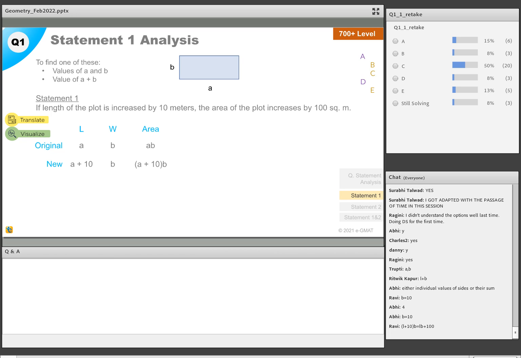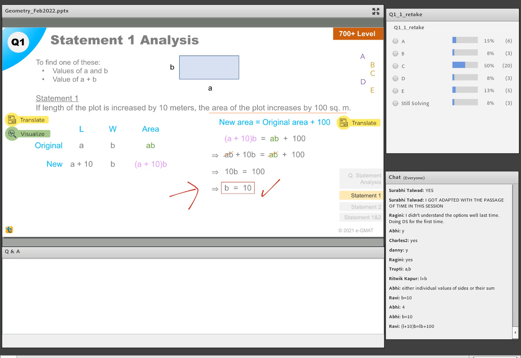So essentially, length of the plot increased by 10 and area of the plot increased by 100. Area of the plot earlier is a into b. Area of the plot now should again be length into b, in this case (a plus 10) into b. If you just put it as an equation, new area is original area plus 100, you will be able to solve for this and get b equal to 10. Anybody struggled with this, or everybody got this? So it's fairly straightforward, but fundamentally you have to also observe what you got.